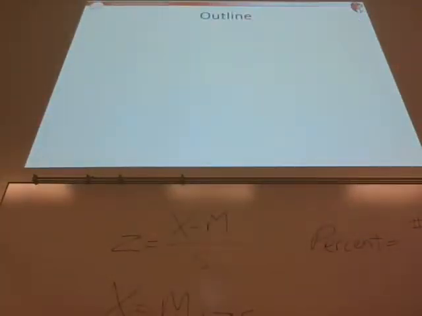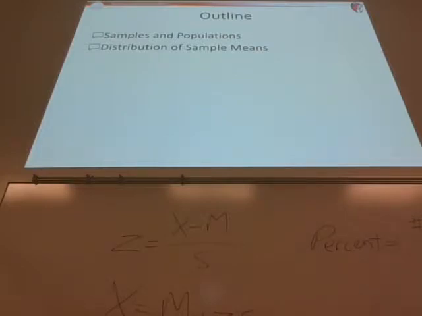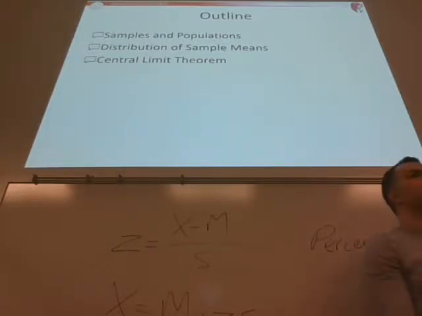All right, so today we're going to extend that idea, and we're going to talk about samples and populations. We're going to talk about the distribution of sample means. So this is a tricky concept. It's going to take some mental effort to try to hold on to it. But we're going to talk about the distribution of sample means, and then we're going to end with the central limit theorem, what I like to call the mathemagic that allows everything else to happen.